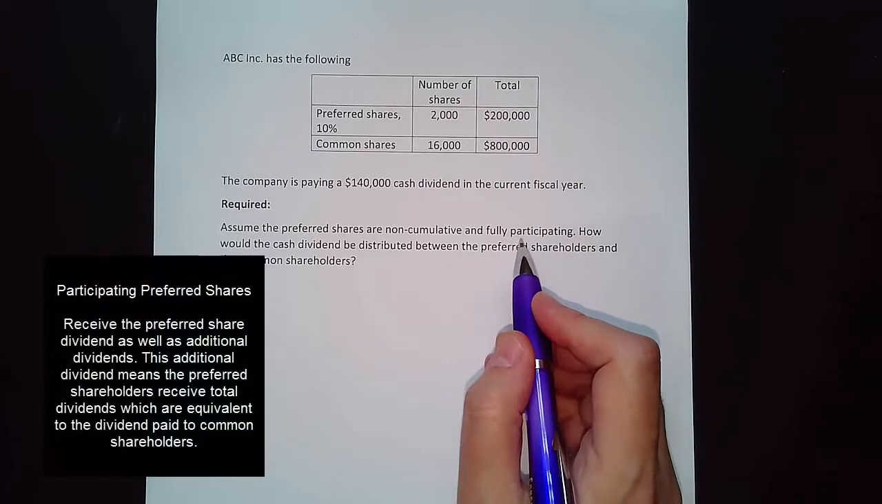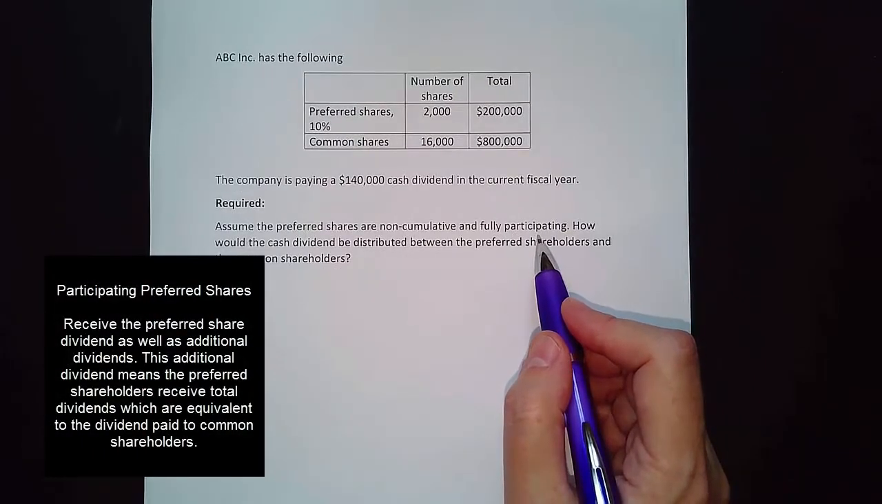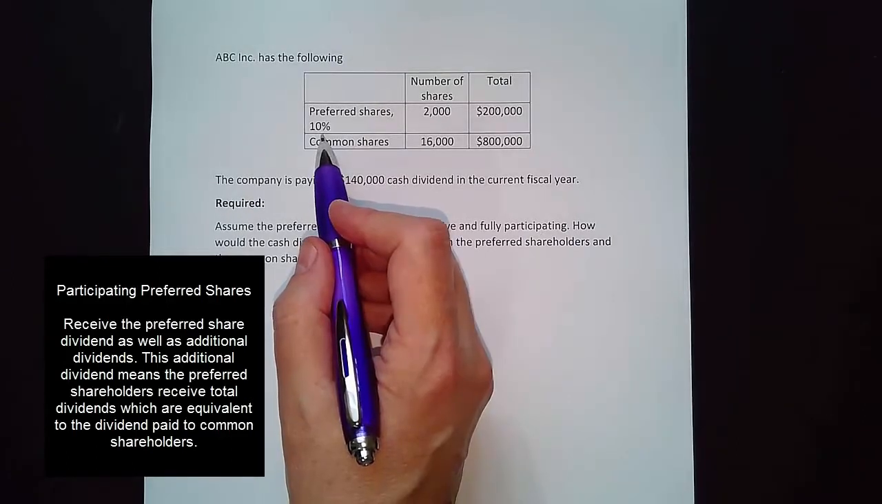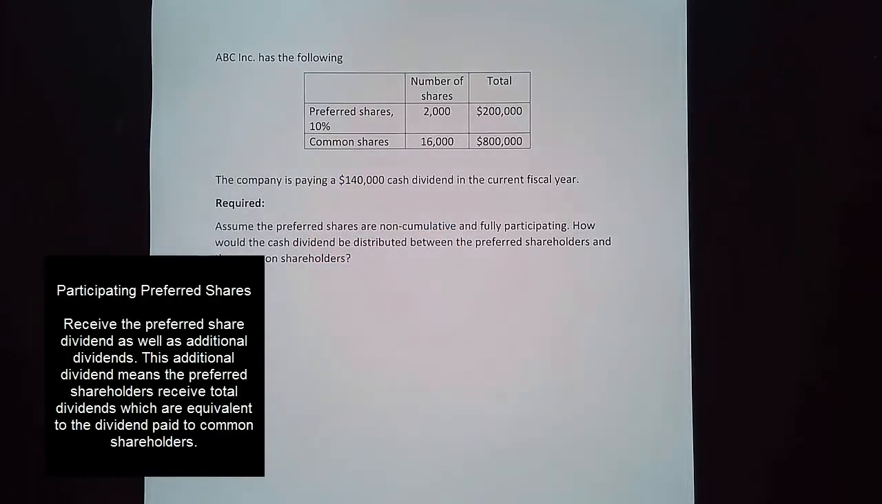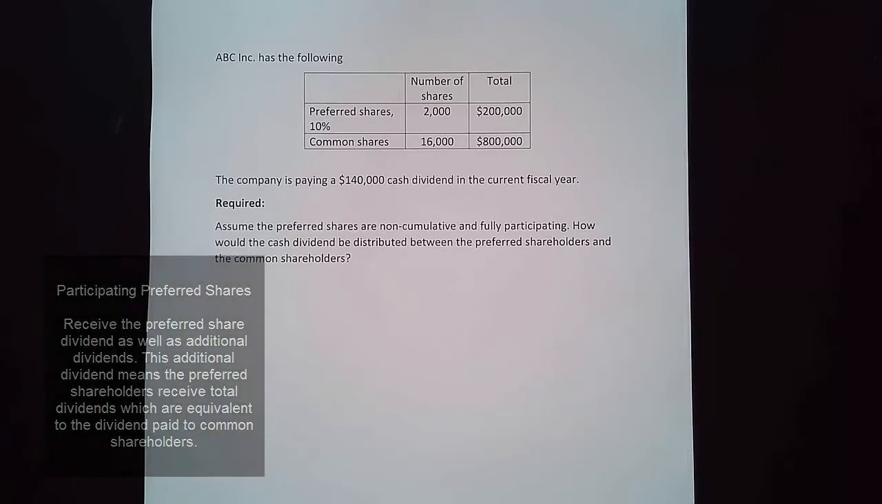What about fully participating? Participating preferred shares pay both the preferred share set dividend, which in this case is 10% of the carrying value of the preferred shares, but it also pays an additional dividend. A fully participating preferred share means that the preferred shareholders obtain equal status to the common shareholders. The preferred shareholders will participate or share with the common shareholders the dividends which are greater than the 10%, without limitation, meaning that they get a pro rata share with the common shareholders.